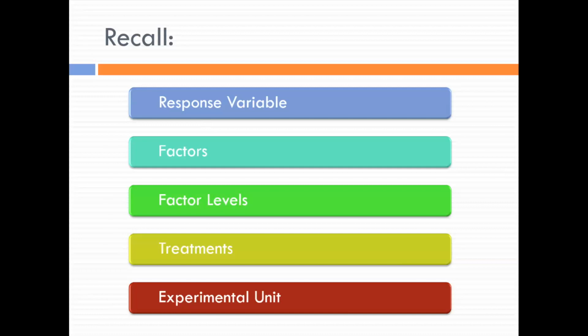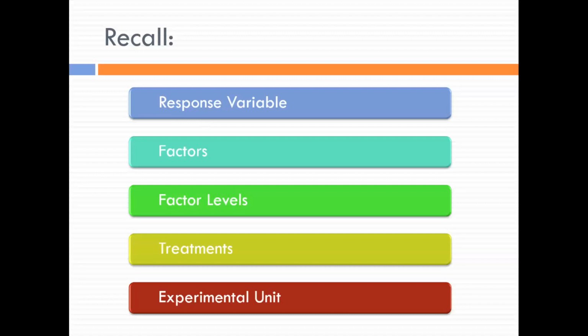sa factors natin. So say for example, we have kunwari temperature, then depending on what we are trying to study, we can have either parang two levels lang, for example, low setting and high setting, or pwedeng we can have multiple levels like for example, low, medium, tapos high. Okay? So it all depends on the type of experiment we are trying to do, no?